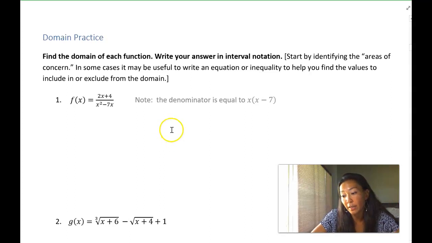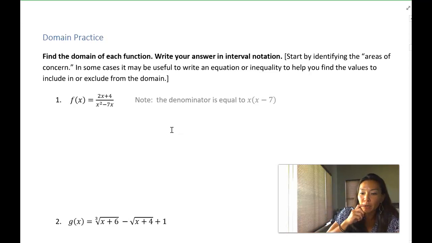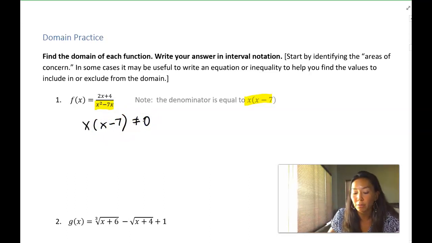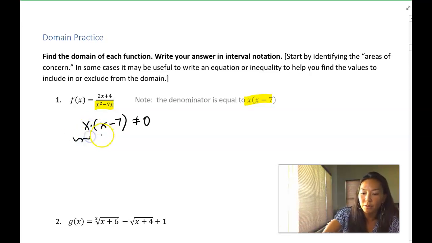All right, so if you hit pause and you tried it, then let's go over it. On number 1, I see that we have a fraction and I have denominators that have x. Notice they helped you out with factoring the denominator. And we say that x times x minus 7 cannot be 0. That's what you want to say there. And this is the zero product property. You see I have x times another factor.